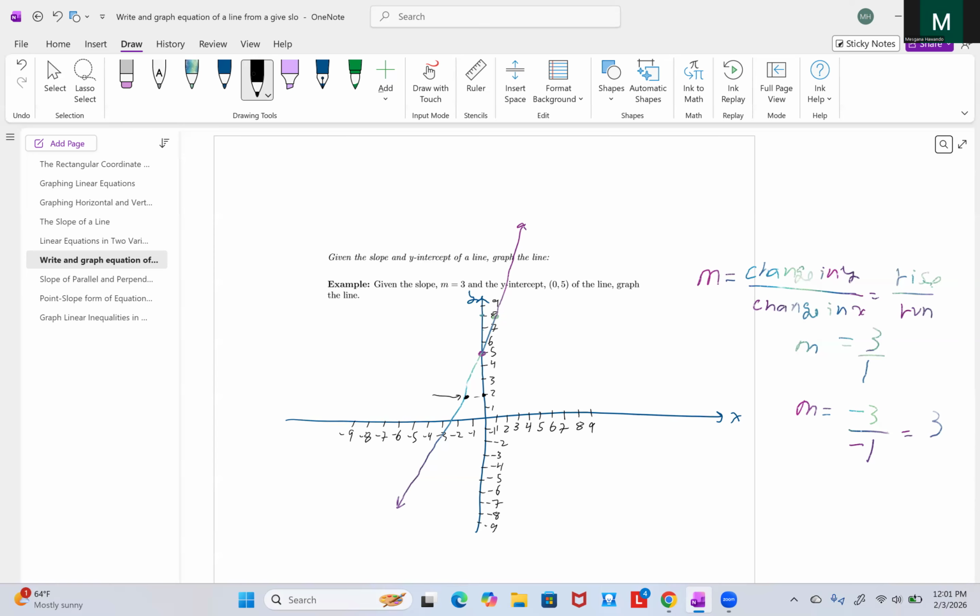So this point here would be (-1, 2), the second point. Here we have the y-intercept (0, 5), and then using 3 over 1, the rise over run, this point is (1, 8) or (-1, 2). Instead of using the first point that we used, we could have used the y-intercept and the second point, connected the two points, and extended the line. Either way, we can graph.